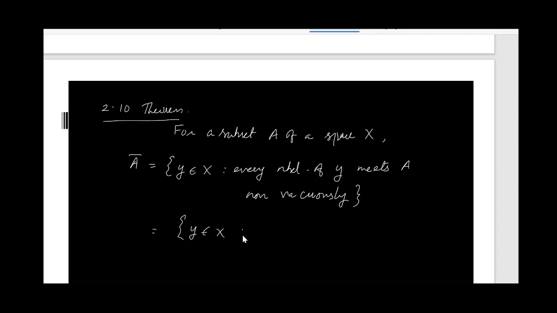the set of all Y belongs to X such that if N is a neighborhood of Y, then N intersection A is not equal to the empty set. This is the meaning. So if N is a neighborhood of Y, then every neighborhood of Y should have non-empty intersection with A. So how to prove it?